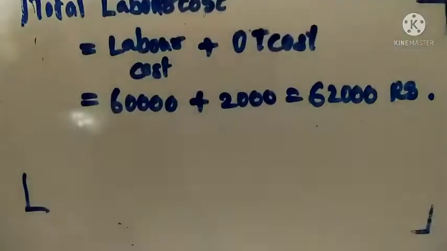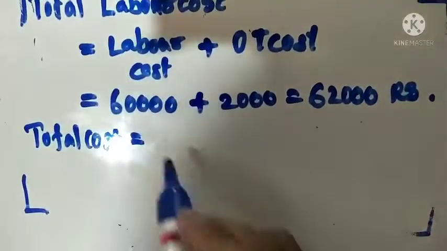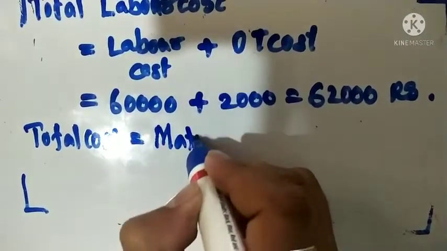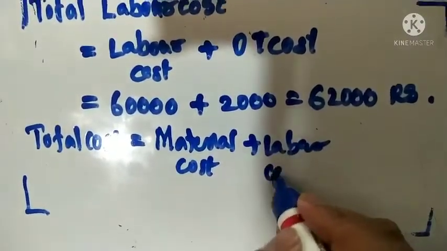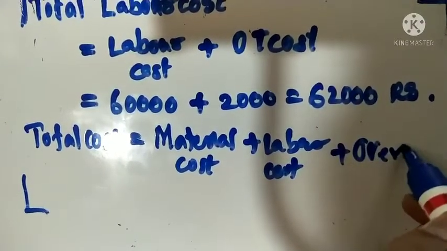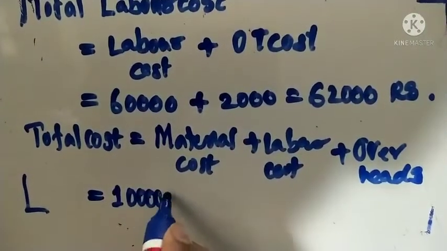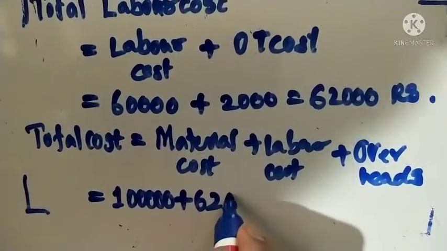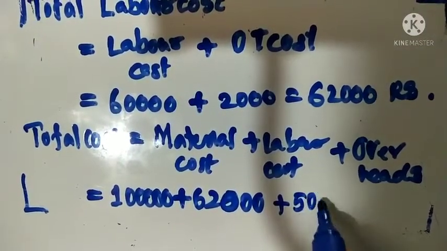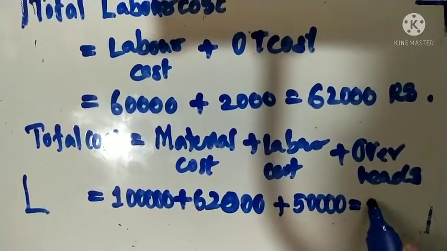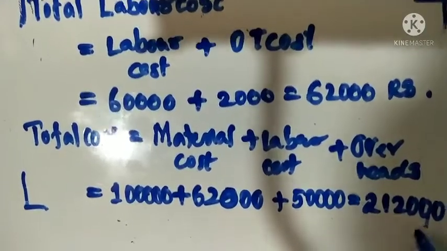Now find out the total cost. They have not given any extra data, so directly we can find out material cost plus labor cost plus overhead expenses they have given. So material cost is 1 lakh rupees, labor cost is 62,000 rupees, and overhead expenses are 50,000 rupees. So add this. After adding this, we will get a value of 2,12,000 rupees.